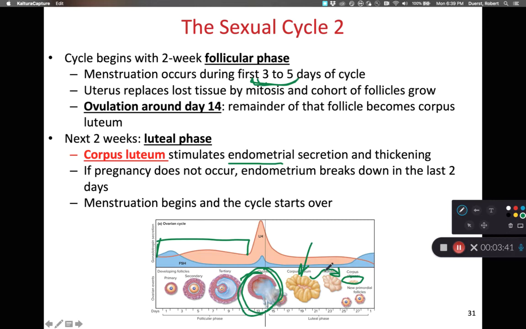If implantation does occur, we find that there is a hormone released from the zygote, the implanted blastocyst, and that hormone is human chorionic gonadotropin. That human chorionic gonadotropin keeps the corpus luteum from degenerating so that the concentrations of progesterone remain elevated, and we don't have the endometrium breaking down and sloughing off the implanted blastocyst. But that assumes fertilization and implantation. If there's no fertilization and implantation, menstruation will begin and the cycle starts all over.